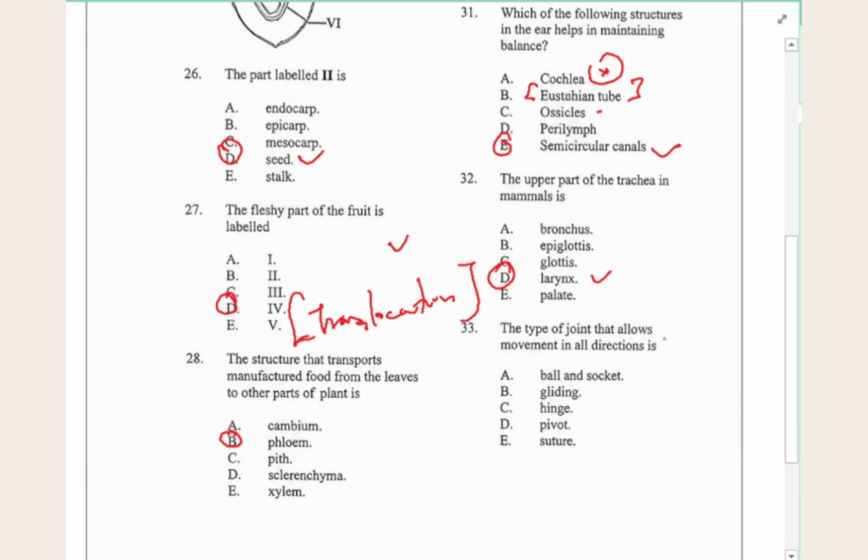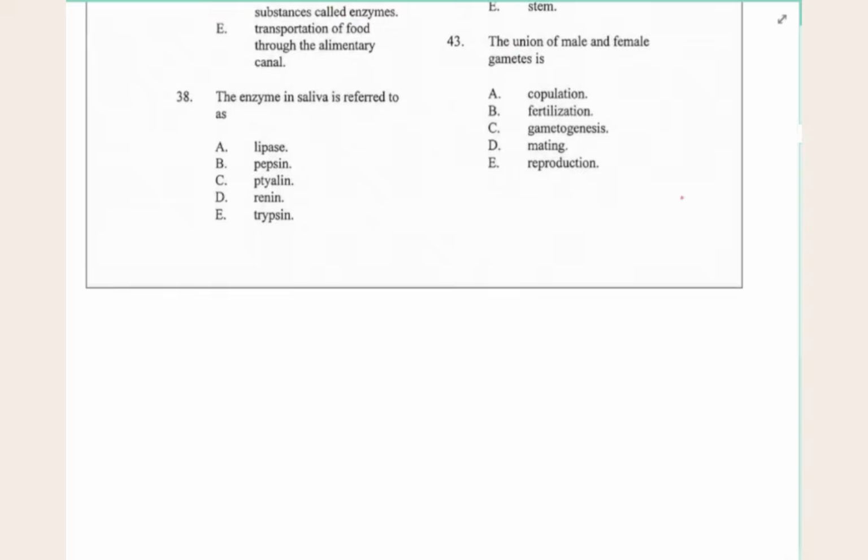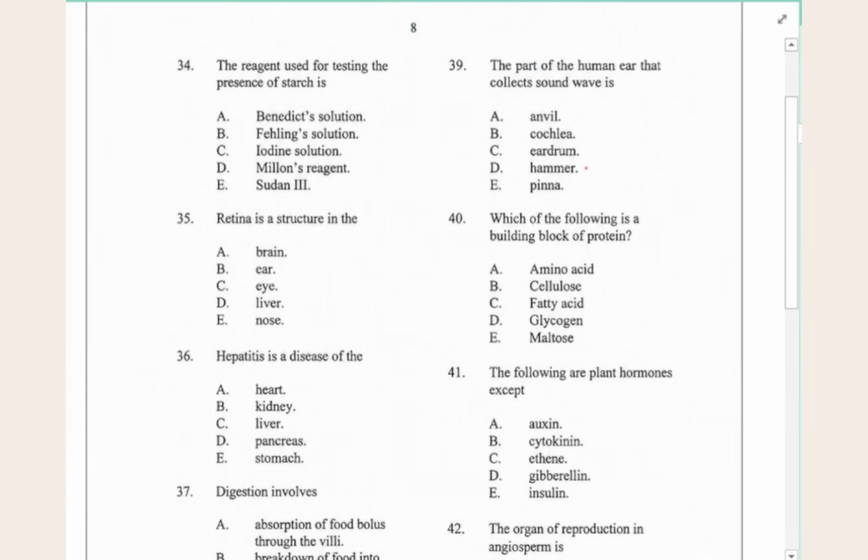The type of joint that allows movement in all directions, as a matter of fact 360 degrees movement, is the ball and socket joint. Okay, so we're making progress. We'll soon be done with this. So moving on to the next one, 34.